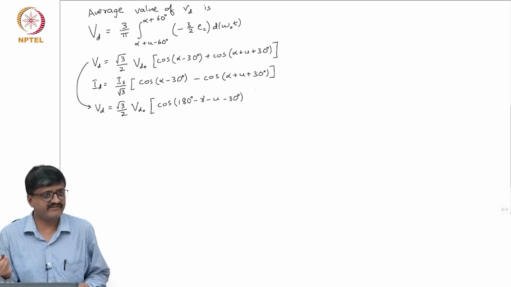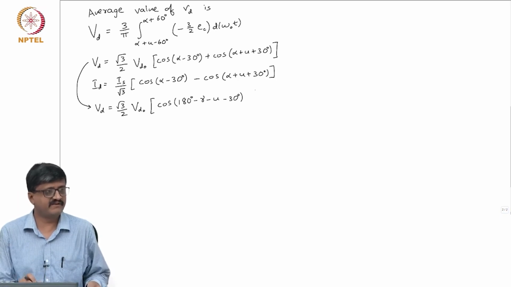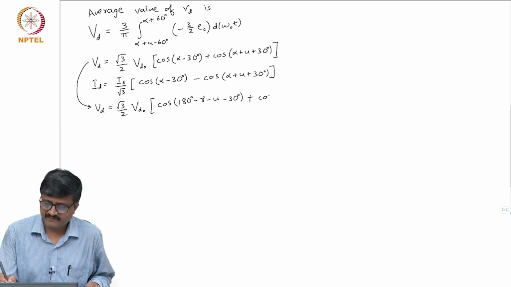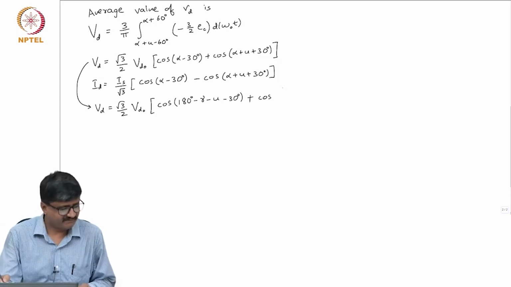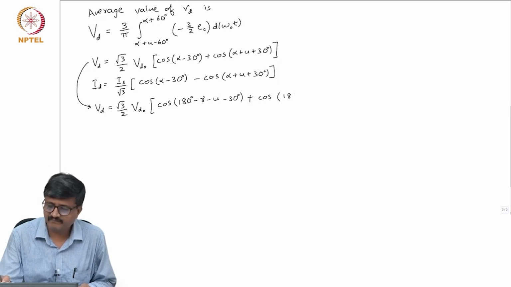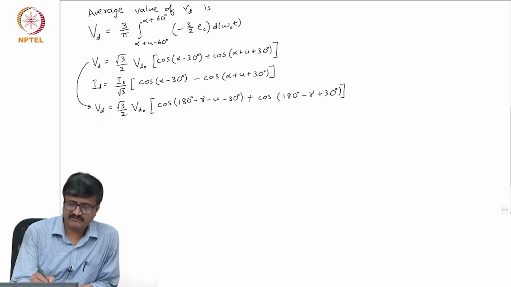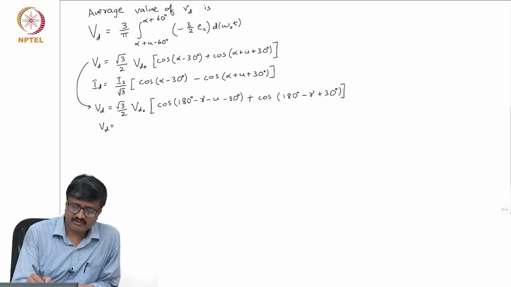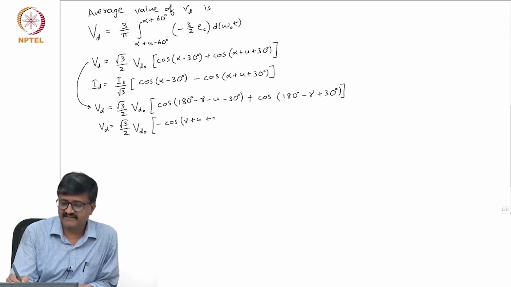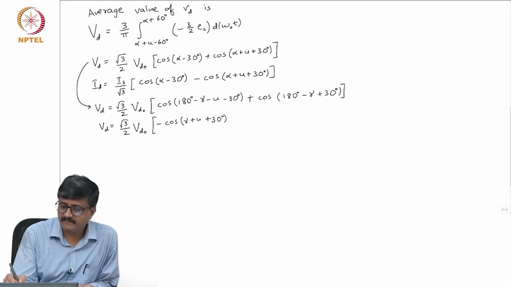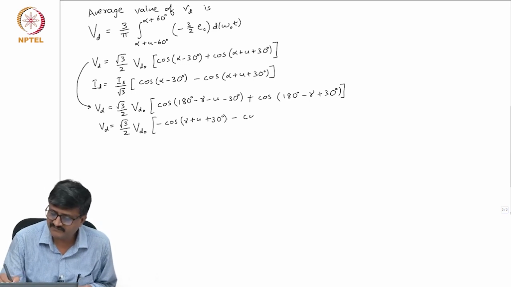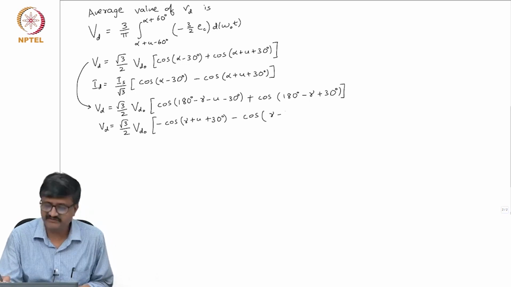Now, I also said why we defined that. So, there is a purpose for each and every definition. Plus alpha plus u is 180 minus gamma. Plus 30 degrees. So, I can write this as VD is equal to root 3 by 2 VDO minus cos gamma plus u plus 30 degrees minus cos gamma minus 30 degrees.